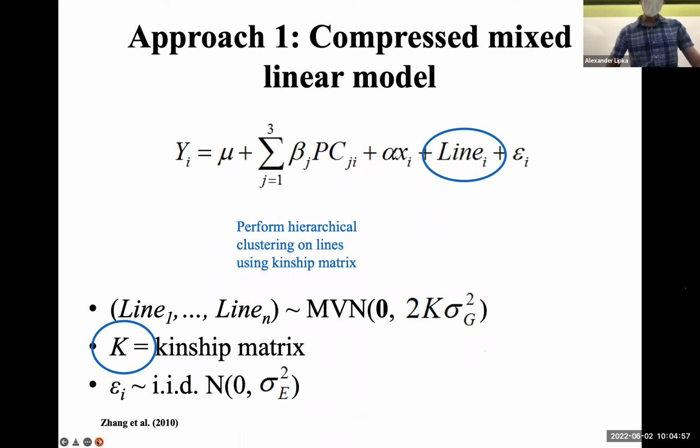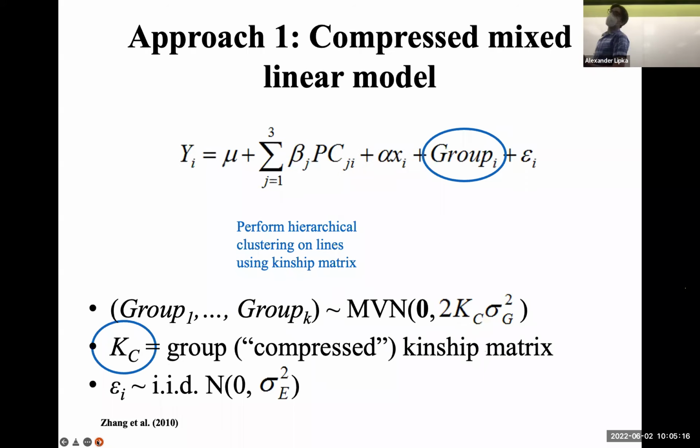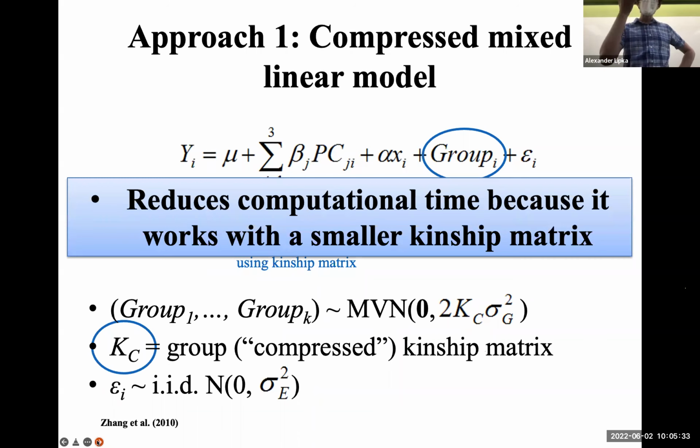If we have all n individuals as a random effect, all n genotypes, and then we have an n by n kinship matrix, the linear algebra operations that you're working with involve n-dimensional vectors and n by n matrices. So what you can do with the compressed mixed linear model is perform hierarchical clustering, okay? And then subdivide your n individuals into G groups, where G is less than n, and hence you're working with smaller matrices and smaller vectors, so it reduces computational time that way, okay?